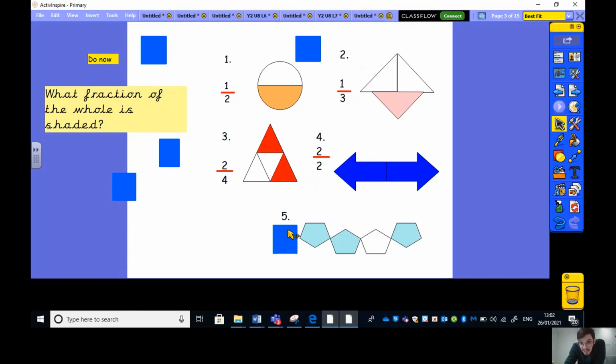Question 5. The harder to see this one. How many equal parts are there? 1, 2, 3, 4. How many have been shaded in? 3. Who can tell me my error here? What's my error? Pause the video. What have I done wrong here? Talk to your partner.